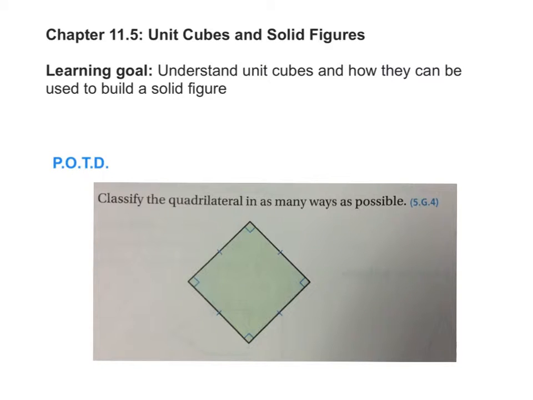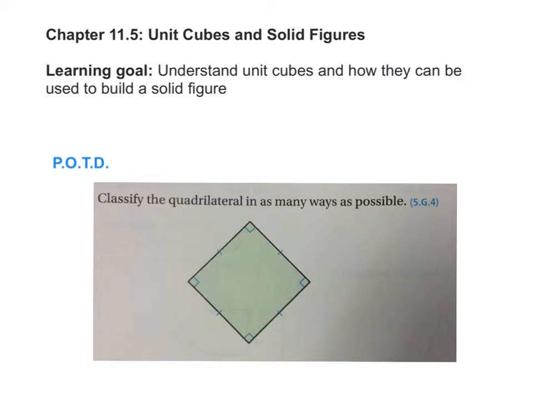All right, today we're doing chapter 11, lesson 5, and it's all about unit cubes and solid figures. Solid figures, do we know if they have 1 dimension, 2 dimensions, 3 dimensions, or 4 dimensions? What is a solid figure? Sarah? A solid figure is not just flat, it points up, so it's 3 dimensions. What are the 3 dimensions of a solid figure? Harshita? Length, width, and height. Yeah. A solid figure has 3 dimensions: length, width, and height.